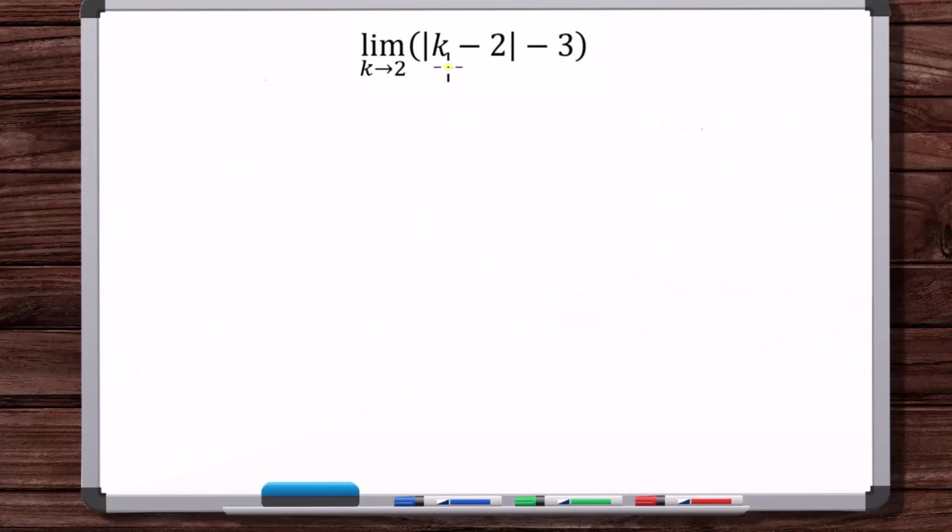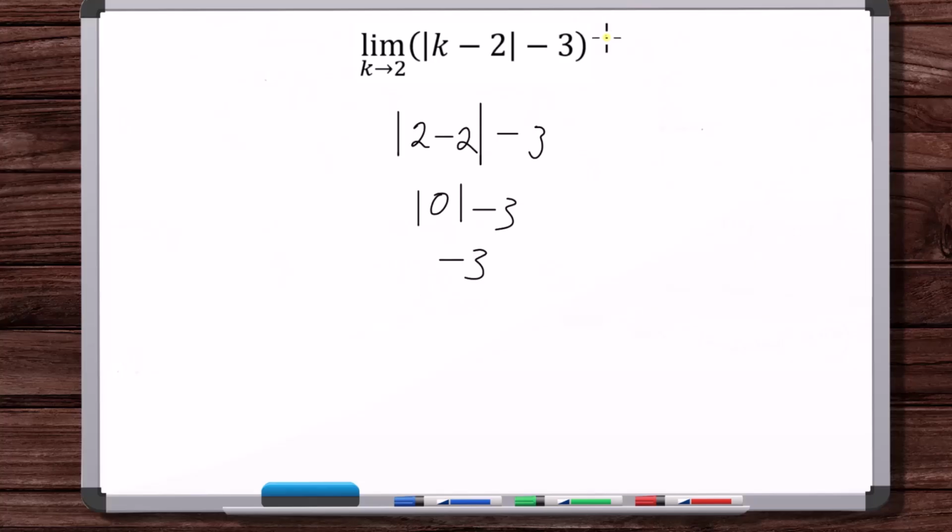Okay, the limit as k approaches 2 of the absolute value of k minus 2 minus 3. Well, absolute values are in general continuous everywhere, unless you might have a function inside of the absolute value that isn't continuous everywhere, but an absolute value in general is continuous everywhere. So let's just plug in 2 and see what we get.